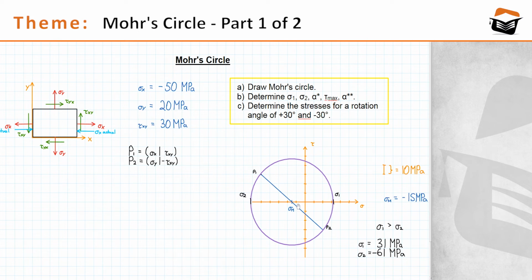For this, you need to know that the angle between the sigma axis and the line connecting the center of the circle with point 1 is 2 times alpha star. Let me write it down. This angle here between the sigma axis and this line, which connects sigma m with P1, is 2 times alpha star. And if you use an instrument to measure that angle, well, I don't have an instrument right here on this electronic board, but if you have an instrument, you will find that the angle 2 times alpha star is equal to 140 degrees.